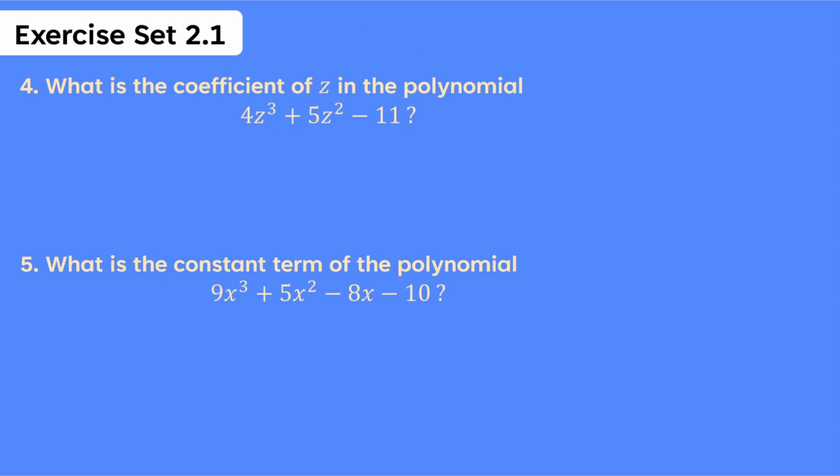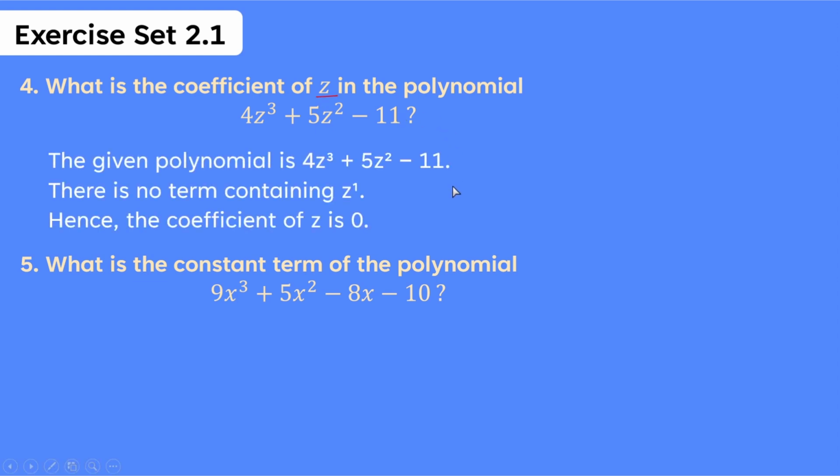Now let's look into question 4. It says, what is the coefficient of z in the polynomial? First, read this polynomial. 4z to the power of 3 plus 5z squared take away 11. Is there any z here? No, isn't it? So you don't find any z here. So which means that the given polynomial 4z to the power of 3 plus 5z squared take away 11, there is no term containing z. So hence the coefficient of z is 0.